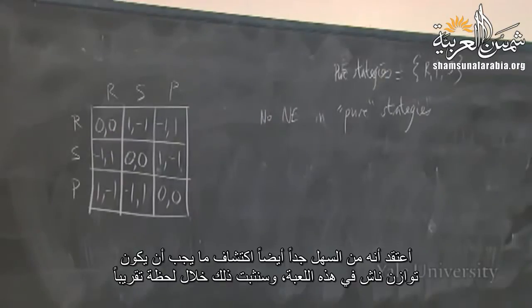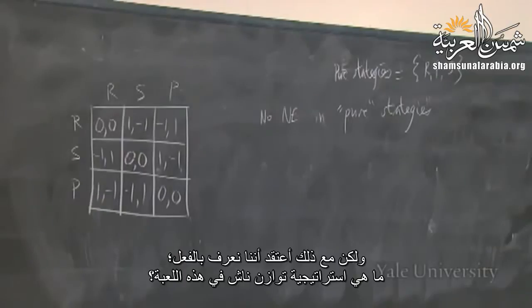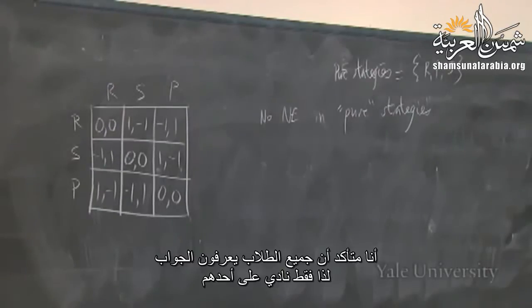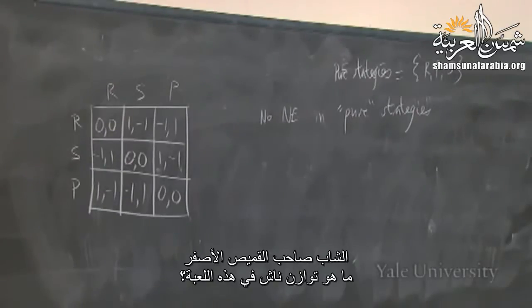It's also, I claim, pretty easy to figure out what must be the Nash equilibrium in this game. We're going to prove it in a second, more or less, but nevertheless, I think we actually know it. So what is, in fact, the Nash equilibrium strategy in this game? We can probably cold call somebody. Just cold call somebody at random. I'm sure they all know it. So, the gentleman in yellow, what's the Nash equilibrium in this game?